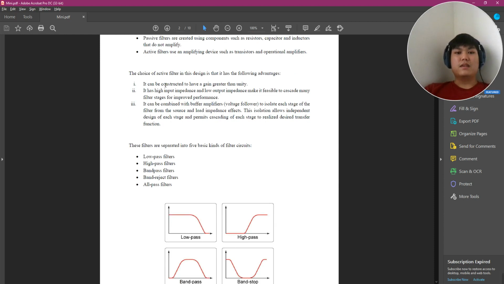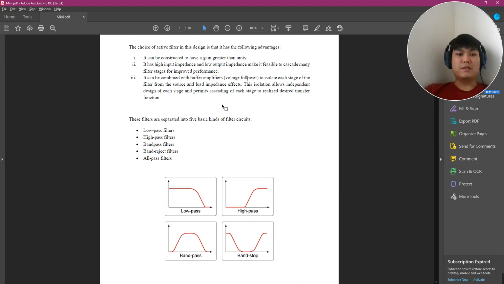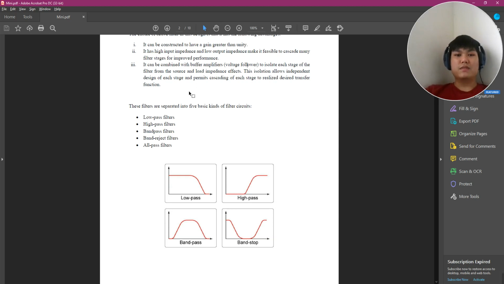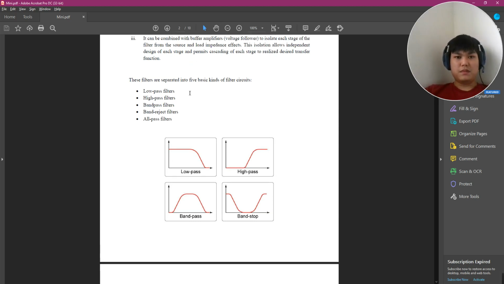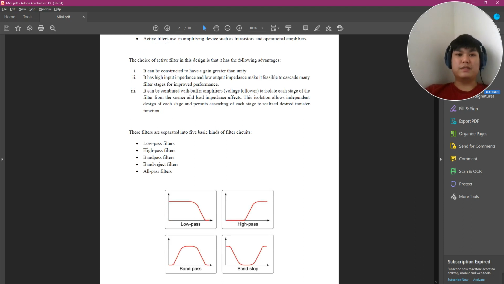There are several advantages when using an active filter. Basically, it can have better gain, greater than unity. You have high input impedance with low output impedance. It's very feasible to cascade many filters for improved performance. It can also be combined with a buffer amplifier, or voltage follower, to isolate each stage of the filter. So that is about the active filter.